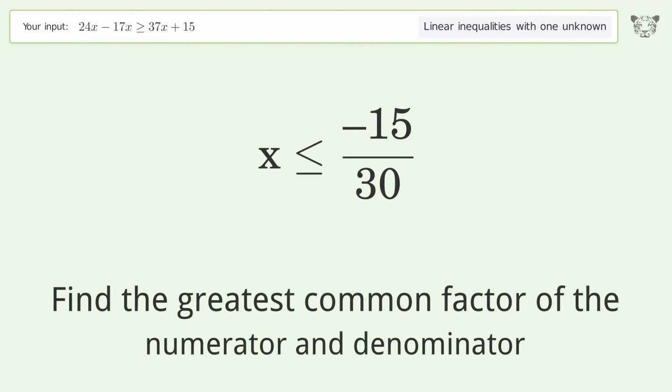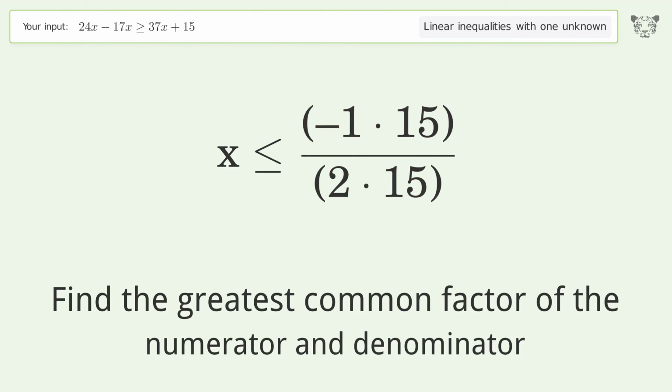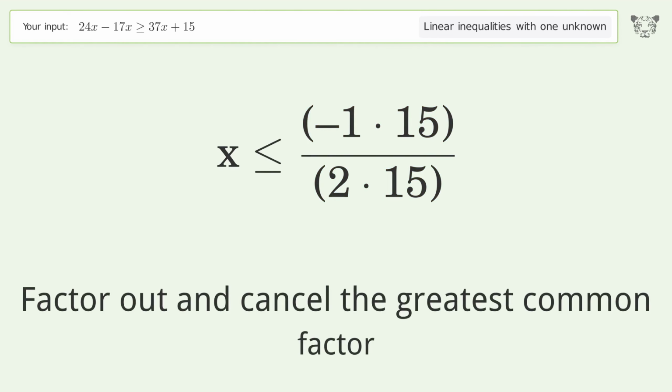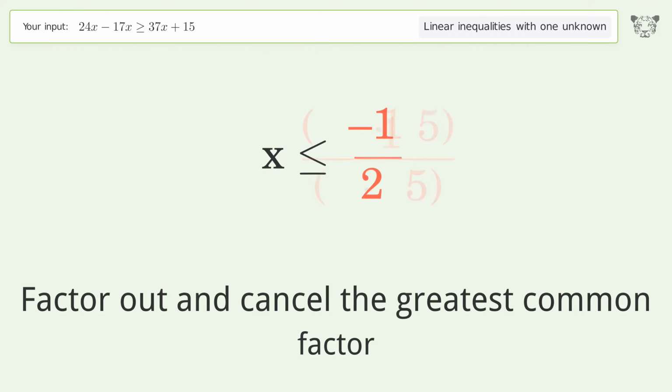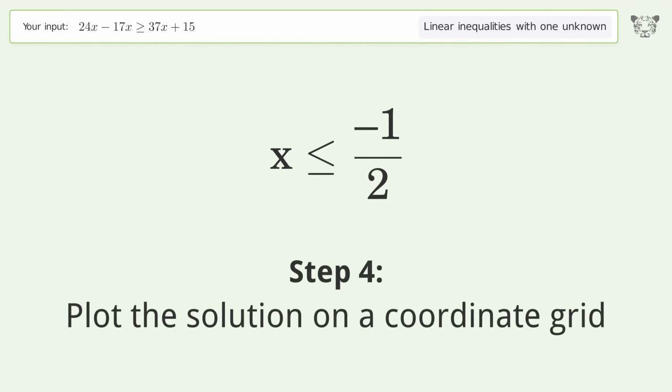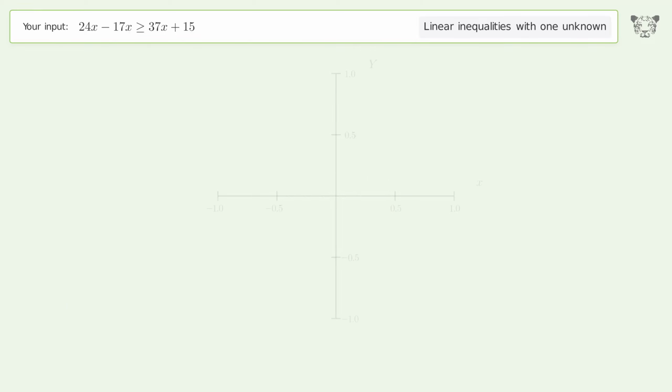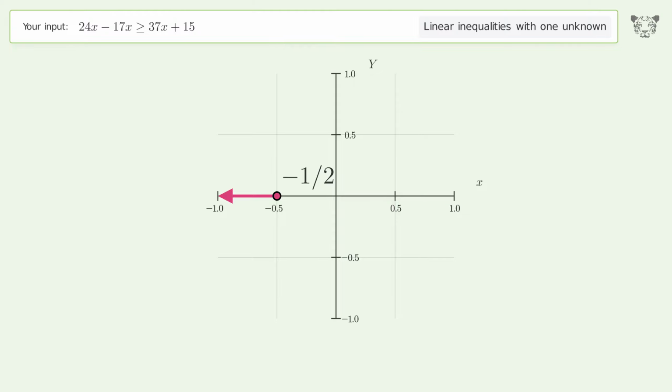Find the greatest common factor of the numerator and denominator. Factor out and cancel the greatest common factor. Plot the solution on a coordinate grid. And so the final result is x equal or smaller than -1/2.